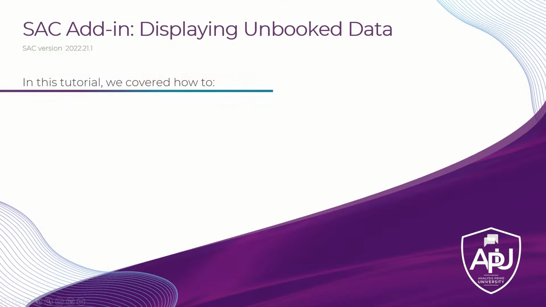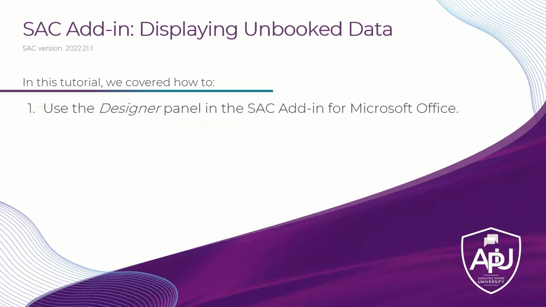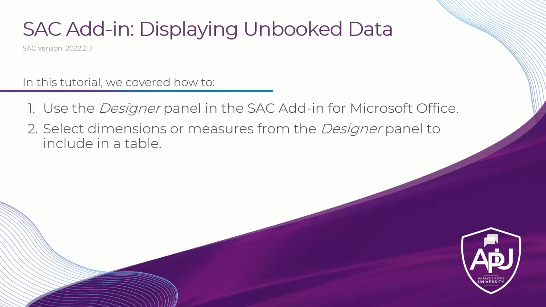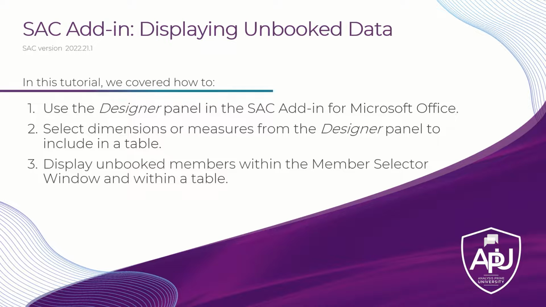In this tutorial, we showed you how to use the designer panel in the SAC add-on for Microsoft Office, how to select dimensions or measures from that designer panel to include in a table, and then ultimately how to display unbooked members within the member selector window and within a table.